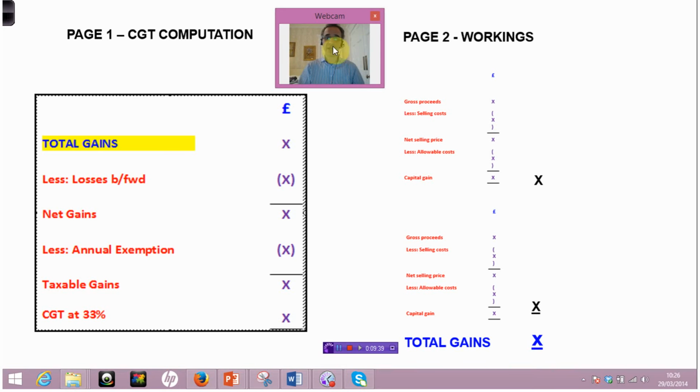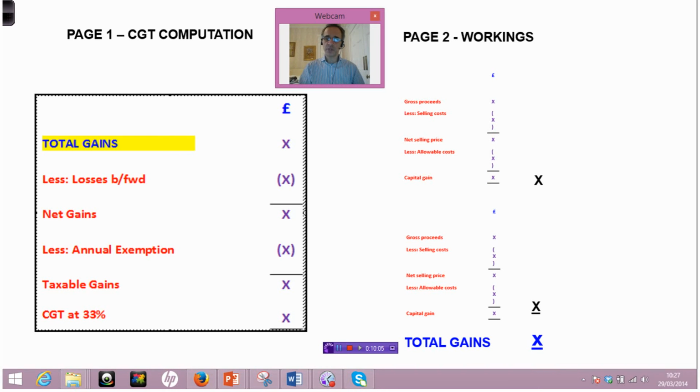So you'll see on the right-hand side here that all this page does is work out what the gains are in relation to each asset. And you'll see that there's one here, and then there's one down here. So I'm using my page 2 to summarize each of my three-liners. Now, these three-liners are very simple disposals. There's no capital gains tax relief. There's no sort of funny business.